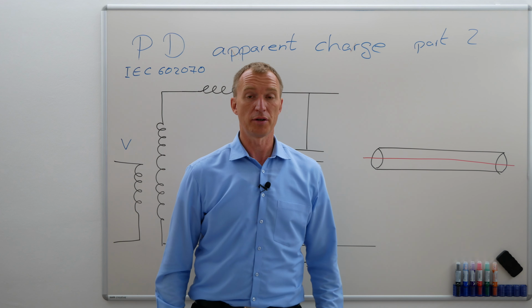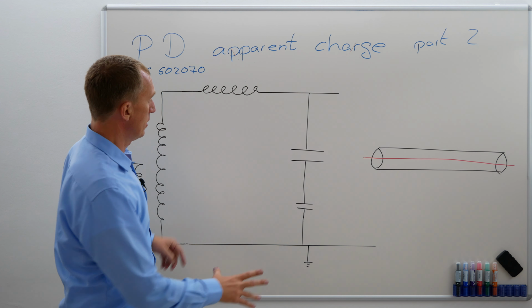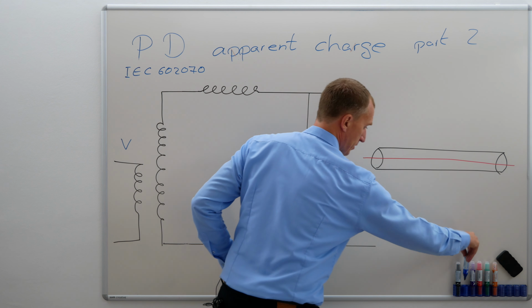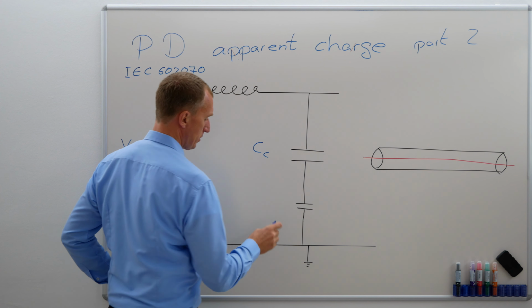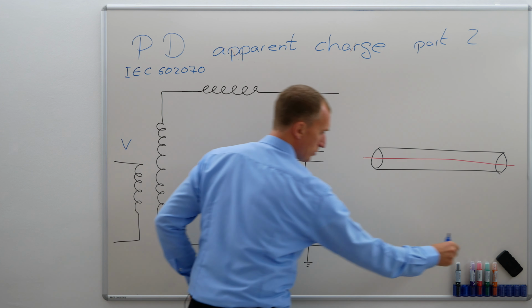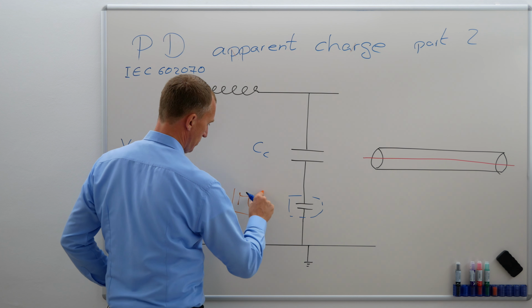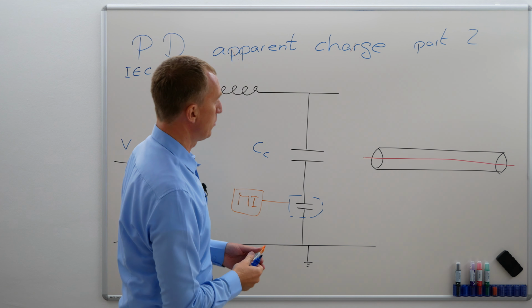What is apparent charge, part 2? Let's imagine I have my high voltage setup and I still have my coupling capacitor here. That's my coupling capacitor. This is once again my low voltage capacitance. This is my quadrupole, and I'm going to connect my measuring instrument to it. And now I want to test the cable.